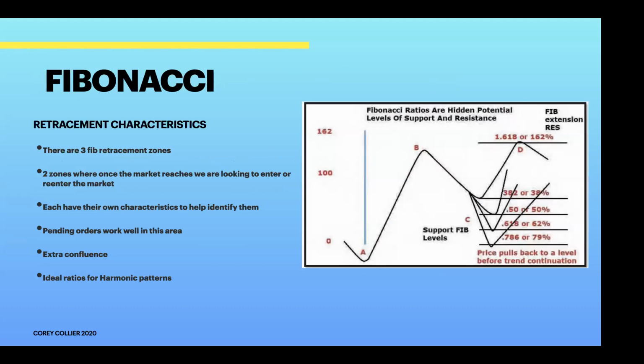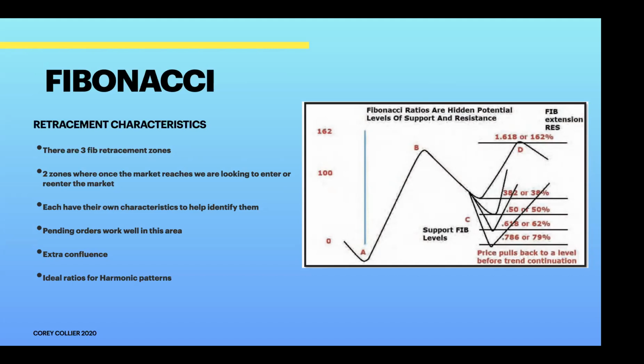Now, Fibonacci retracement characteristics, okay? This is where we get into the A, B, C, D. Understand that A and B, guys, are the swing points that you're measuring, or the impulse wave that you're measuring. C is our entry point, somewhere in the range of the 0.618 and the 0.886 where we want to enter, and then D is going to be where we take profit. All right. So there are 3 Fibonacci retracement zones that we particularly pay attention to.